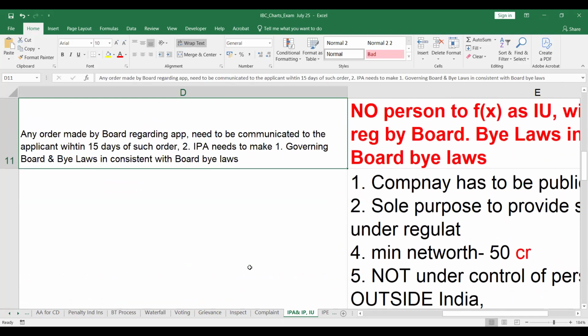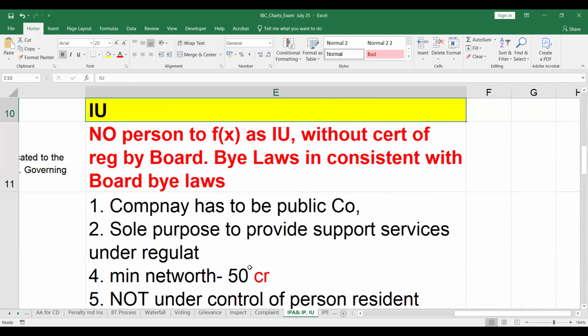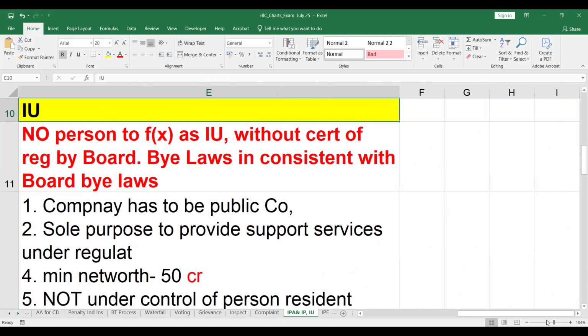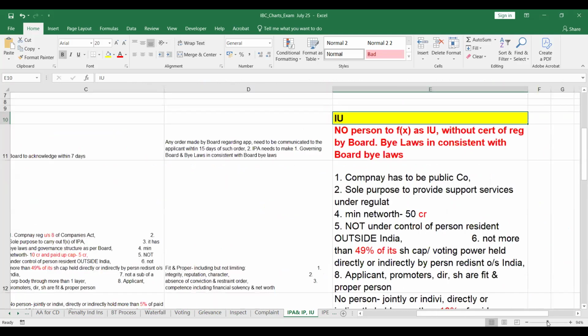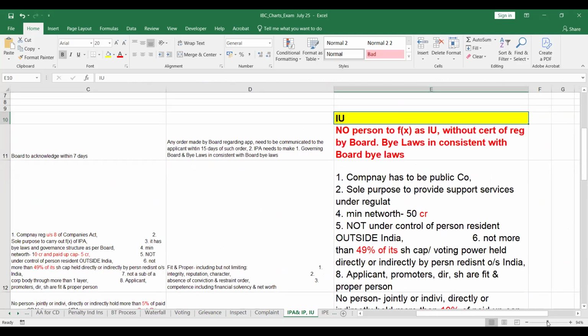Similarly, there are some provisions regarding this IU also. If you are an IU, then what are the provisions? It says that no person can function as an IU without a certificate of registration by the board. So IP, IPA, IU all have to obtain registration from the board. And its bylaws should also be consistent with the board's bylaws.